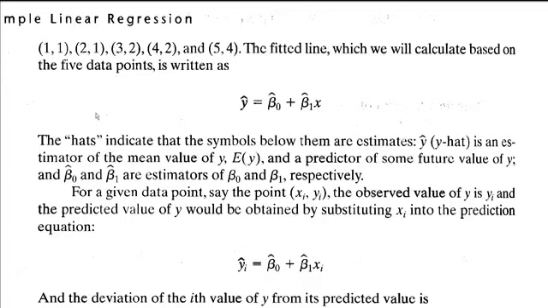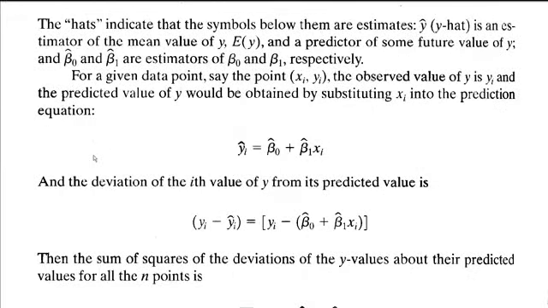For a given data point, say the point x sub i, y sub i, the observed value of y is y sub i. The predicted value of y would be obtained by substituting x sub i into the prediction equation. I think we already discussed that. The deviation of the ith value of y from its predicted value is y sub i minus y hat sub i. We can write that as y sub i minus what we wrote up above as y hat sub i. So we just substitute that in, and we get this.